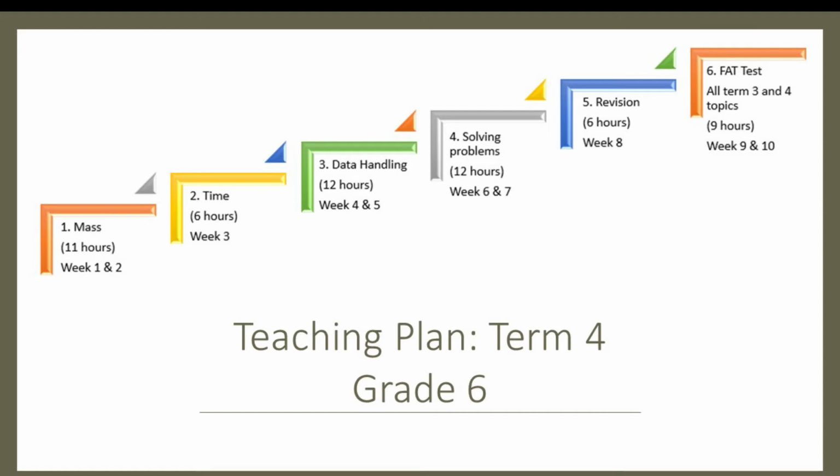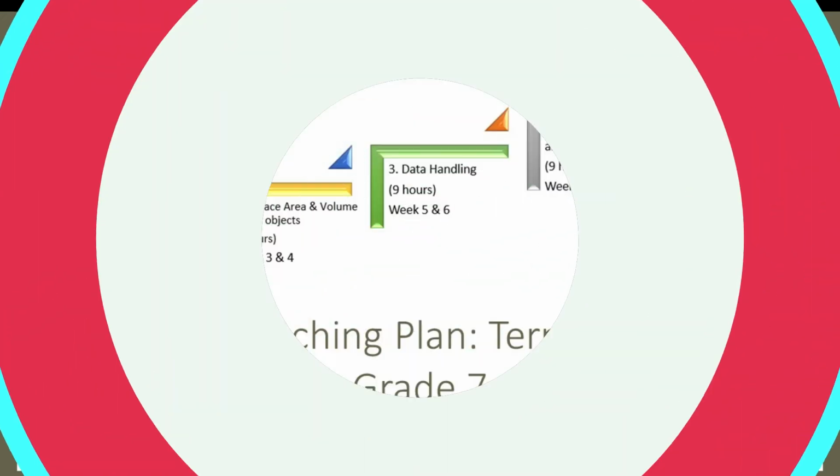In grade 6, there are 3 topics that need to be taught in term 4: maths, time, data handling. 12 hours are then allocated in weeks 6 and 7 for the learners to use the 4 basic operations to solve mathematical problems. Again, 6 hours have been allocated for revision, followed by a formal assessment task based on all the topics taught during terms 3 and 4.